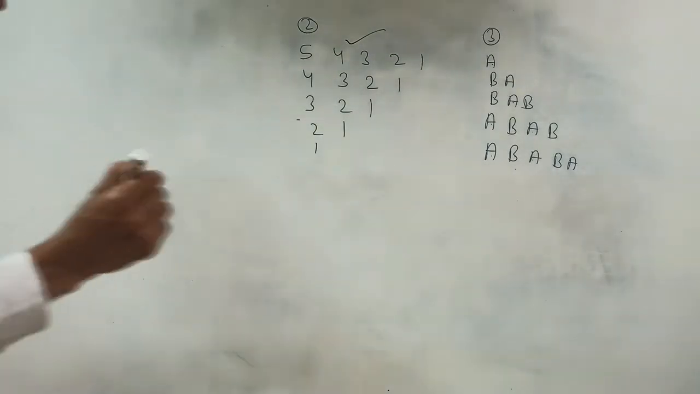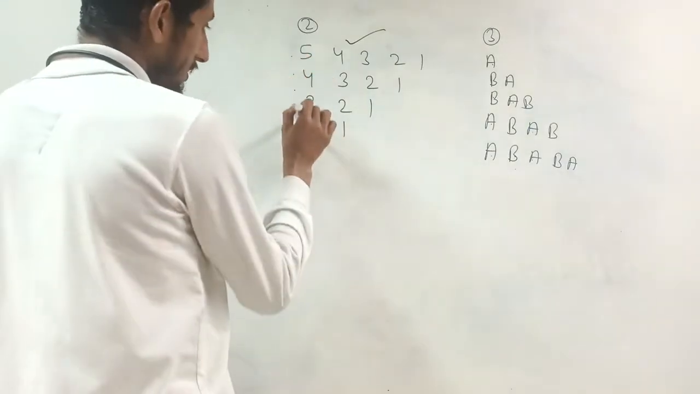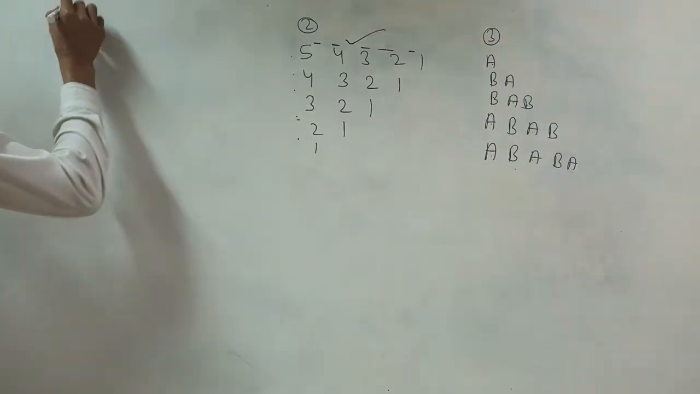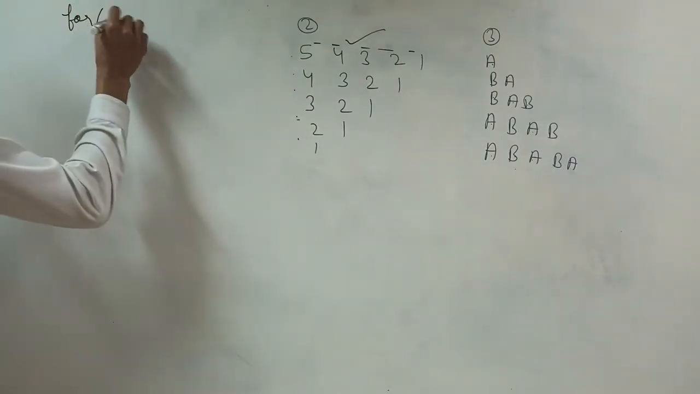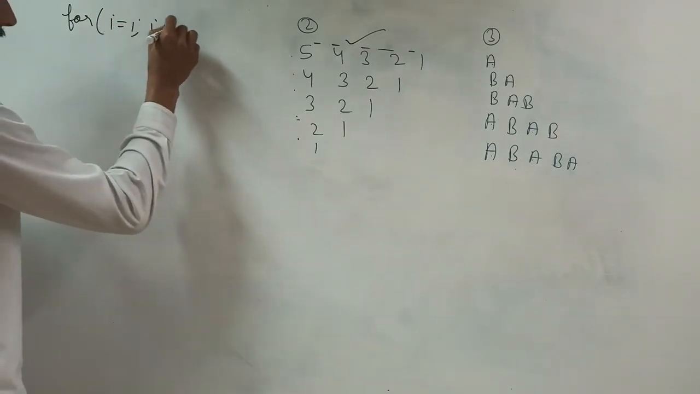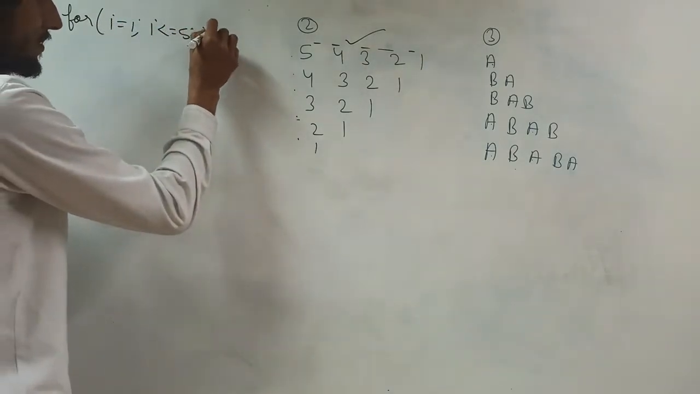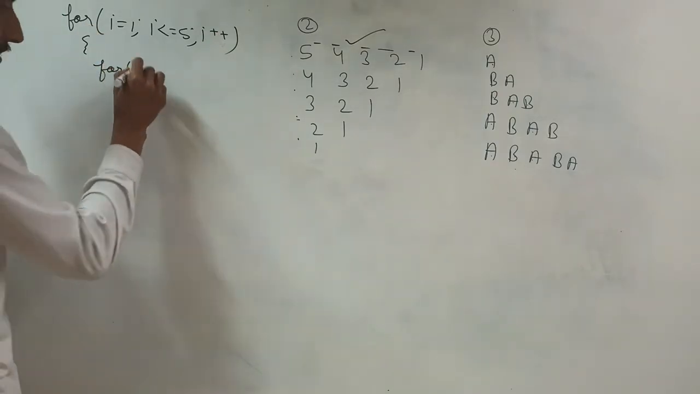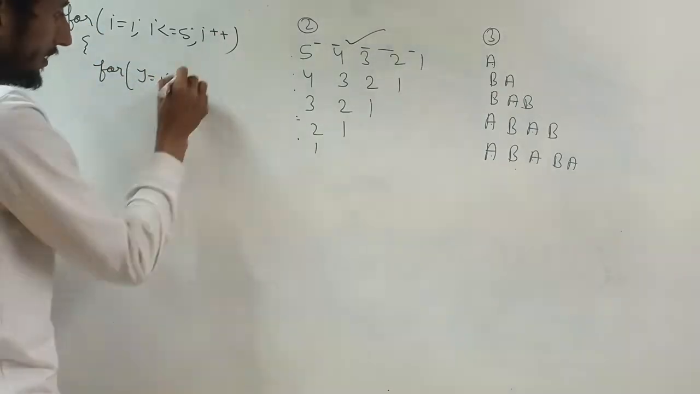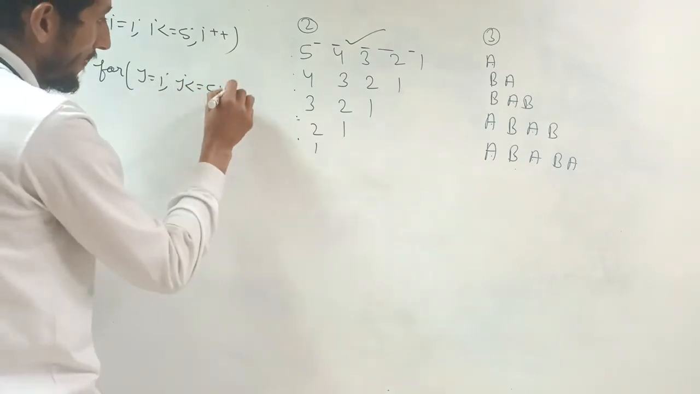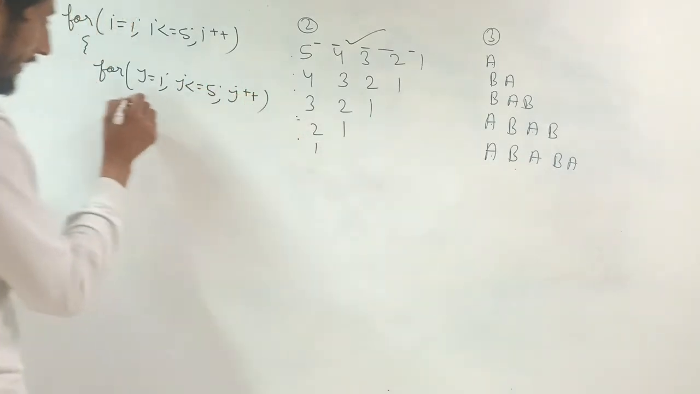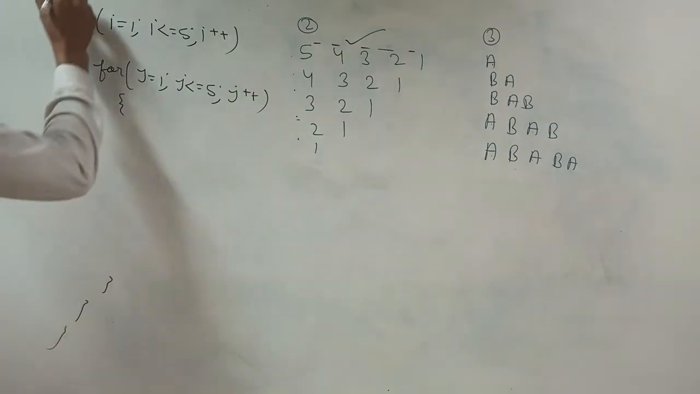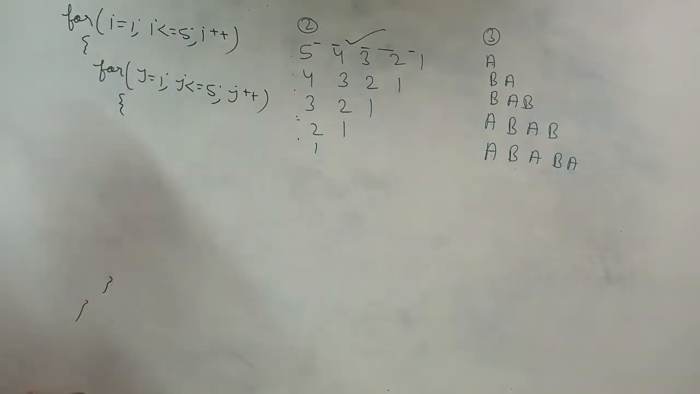So I will follow the same rule. How many rows do I have? 5 rows. How many columns? 5 columns. So let me apply the loop. For i equals 1, i less than or equal to 5, i plus plus. How many columns do I have? 4. j equals 1, j, but for every row, let me put main.